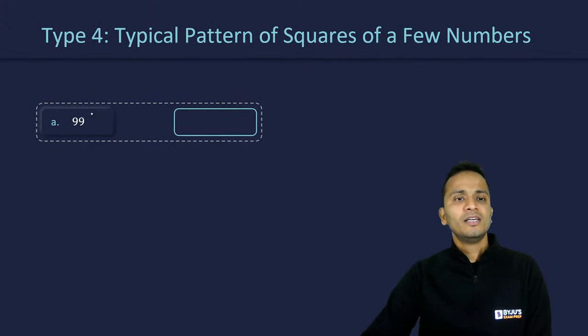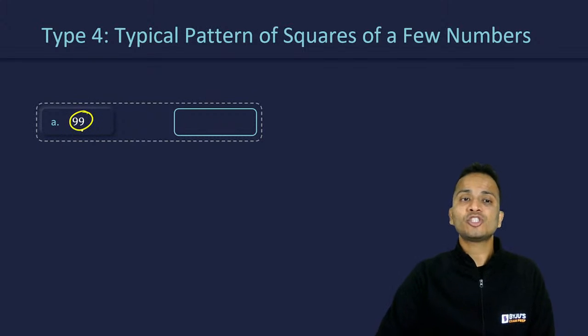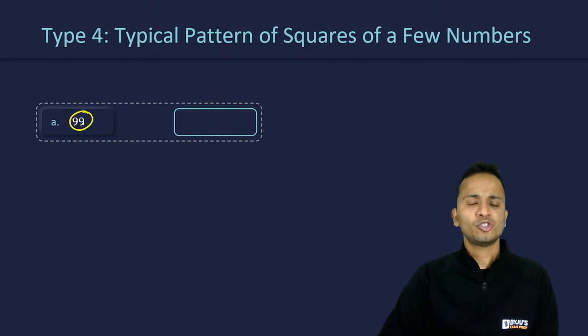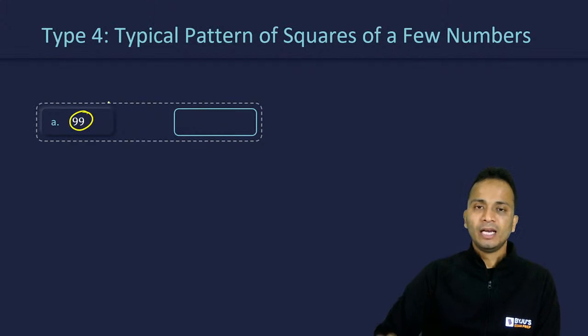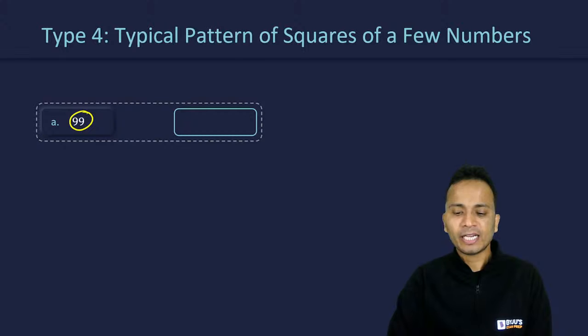Okay, now let's move ahead and look at the final pattern. When you have a number composed of only nines, so 99 square. I'm waiting for all of you for a few seconds. Can you please calculate and give me the value of 99 square? Come on.